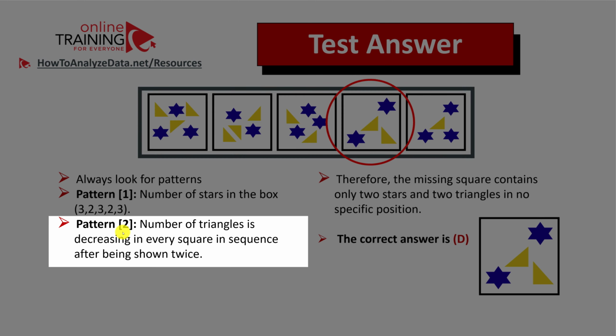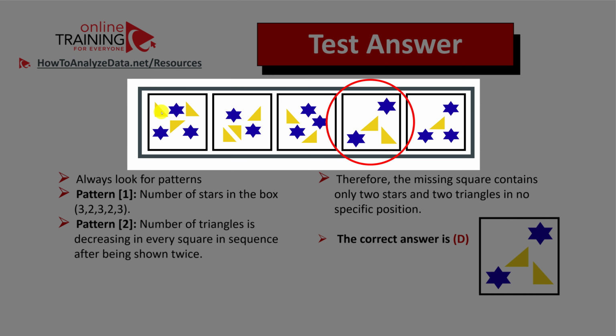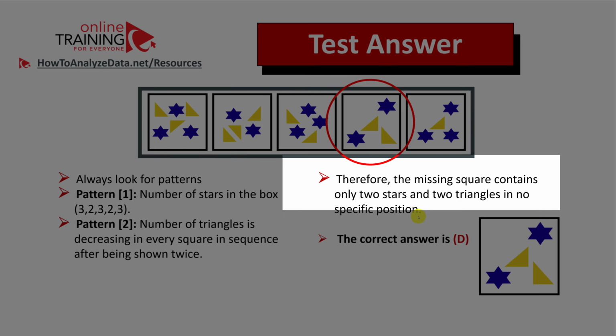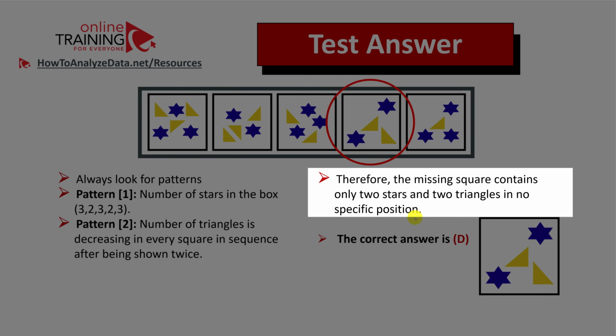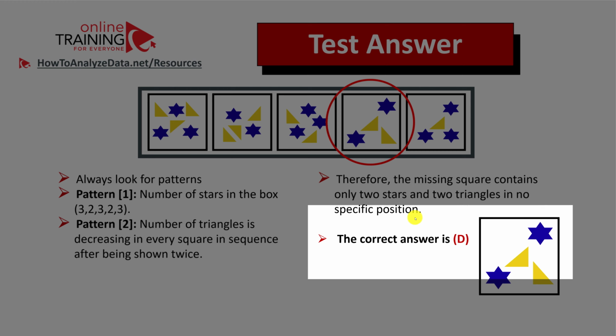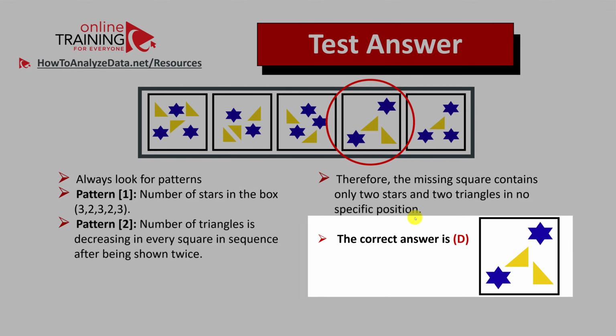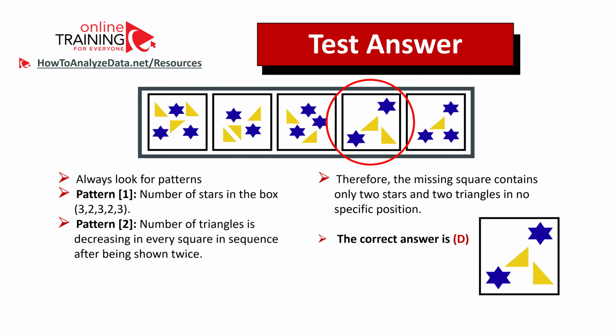There is also a pattern of decreasing triangles, and you see that the number of triangles decreases in the sequence after being shown twice. For example, object number 1 has 3 triangles, object number 2 also has 3 triangles. The next object has 2 triangles. So following this pattern, the missing object will also have 2 triangles, and then the last one will have 1 triangle. This is why the missing square contains only 2 stars and 2 triangles in no specific position. So the correct answer here is choice D. Hopefully you've nailed this question and now know how to answer similar problems on the test.